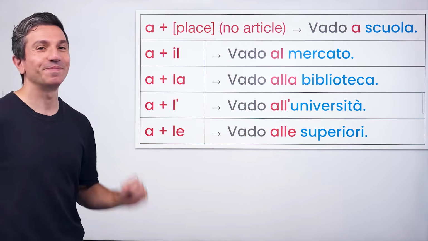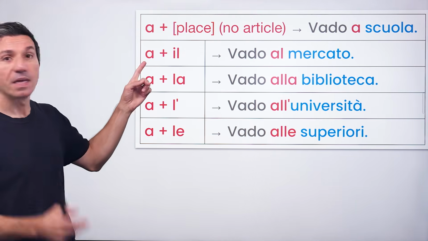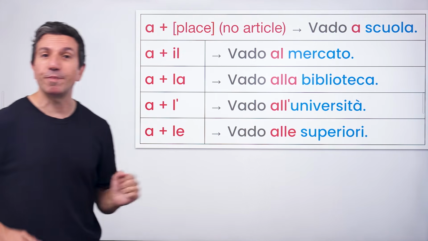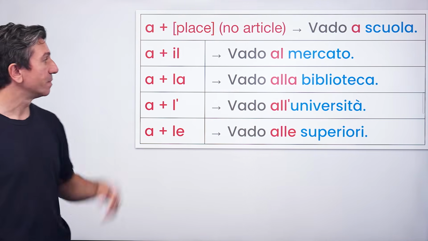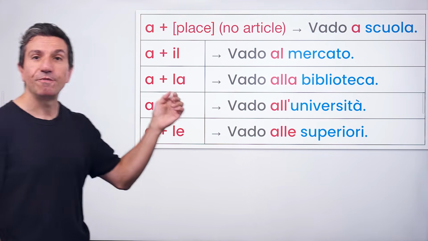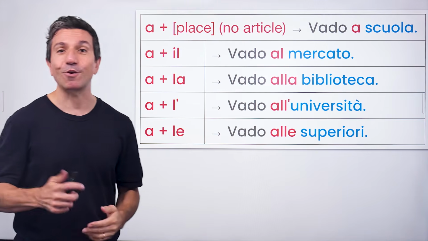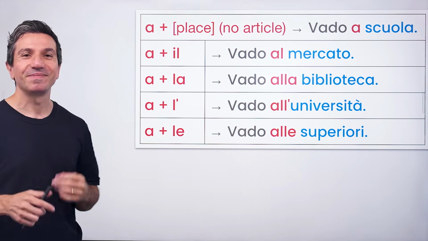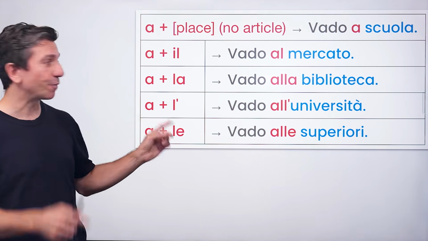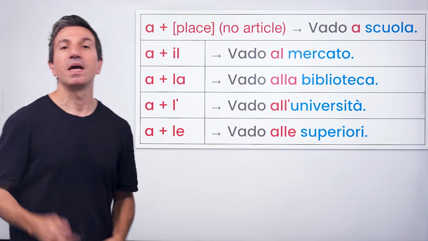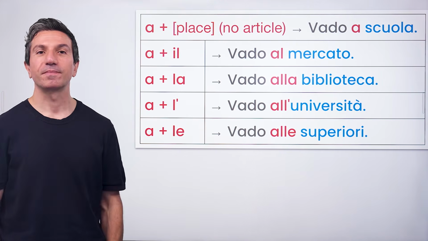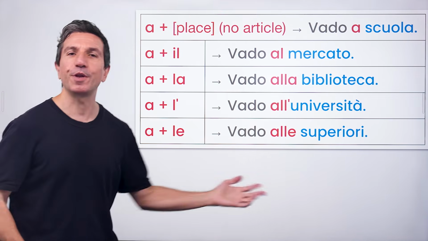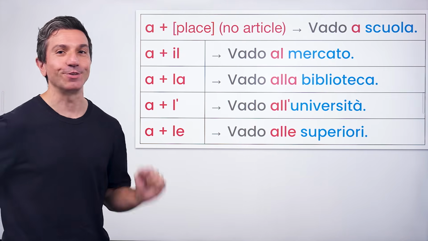I go to school. Al, a plus il. Vado al mercato. I go to the market. Alla, a plus la. Vado alla biblioteca. I go to the library. All', a plus l'. Vado all'università. I go to university. Alle, a plus le. Vado alle superiori. I go to high school.